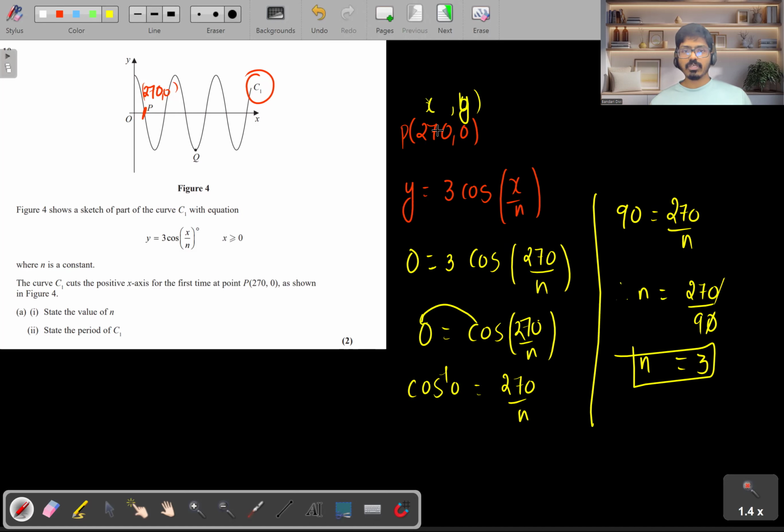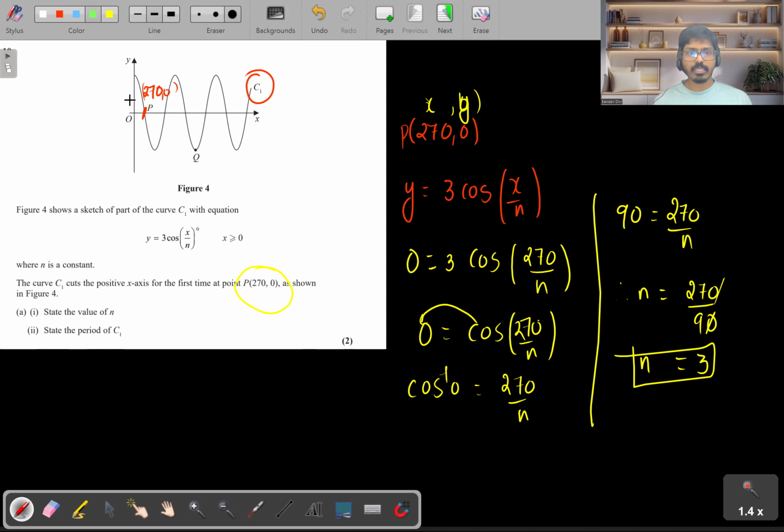Most students would be thinking about the stretch concept here, but you don't need to worry about stretch. Here we have to use the given point and do this question. So the value for part A is n equal to 3. Now find the period of C1.